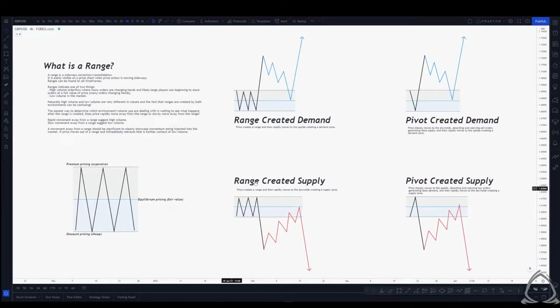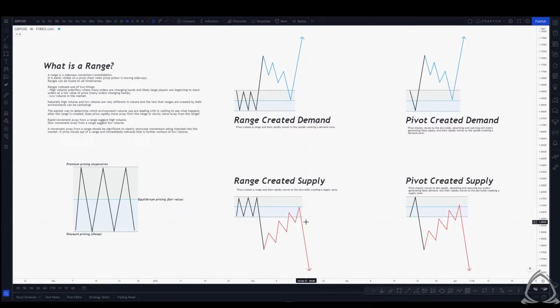The same can be said for range created supply. We see that sideways range. We see price expand out of that range to the downside, and then we see price return back into that range and then continue. And that's what we're looking for. Again, we don't trade the initial reaction out of the range. We're simply waiting for price to return to that supply zone to look for entries.